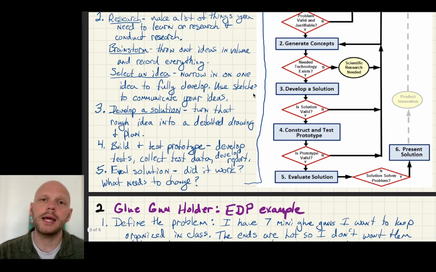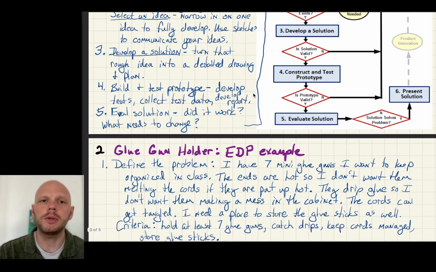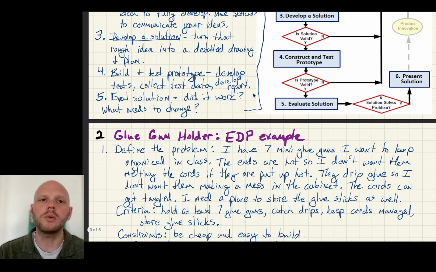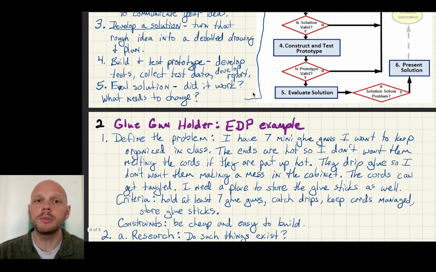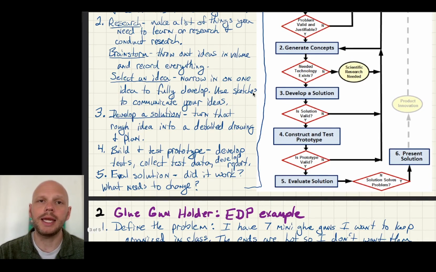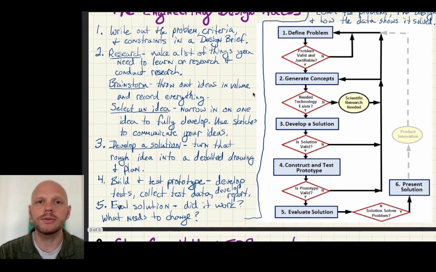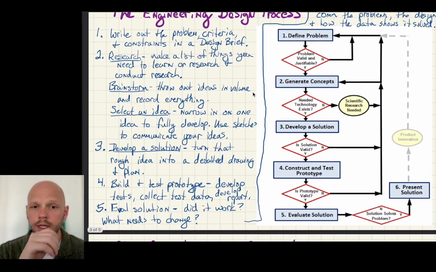Brainstorm, throw out ideas in volume and record everything. Select an idea, narrow in on one idea to fully develop. Use sketches to communicate your ideas. Sketches are incredibly helpful for you to be able to think through, is this going to work? Develop a solution. Turn that rough idea into a detailed drawing and a plan. And that detailed drawing should contain enough details for you to be able to build it from that drawing alone. It's going to have dimensions on it.